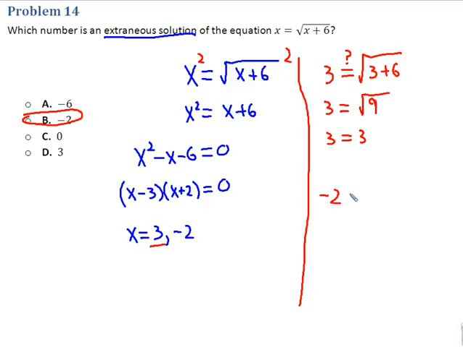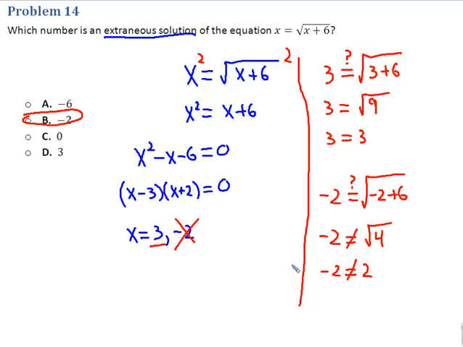Negative 2, we want to see if that's equal to square root of negative 2 plus 6. I know when I take a square root, I can't get a negative number out. So negative 2 in this case is not equal to the square root of 4. Negative 2 is not equal to 2. So that's how we know that negative 2 is extraneous.